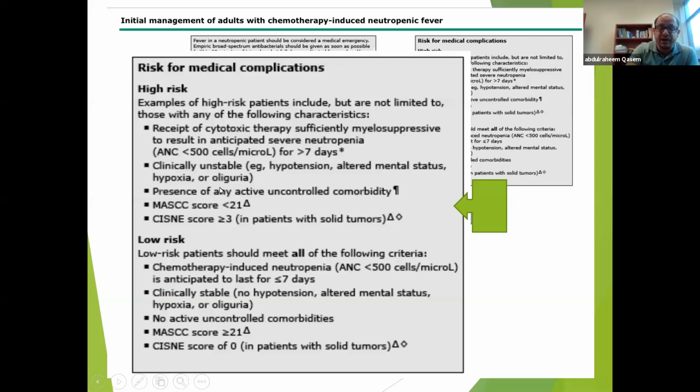So those people will be high risk. On the other hand, if the score is more than 21, CISNE score of 0, 1, or 2 in patients with solid malignancies, the patient is clinically stable, and the anticipated duration of neutropenia is less than 500, that would be considered low risk patients.